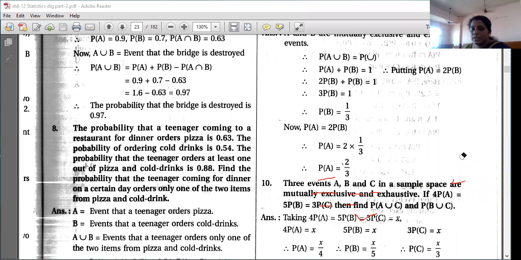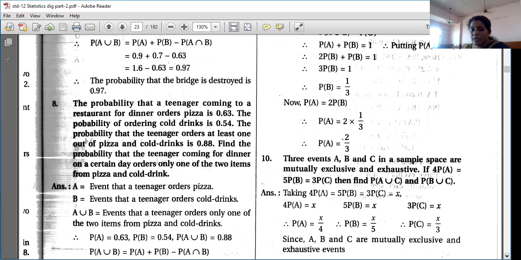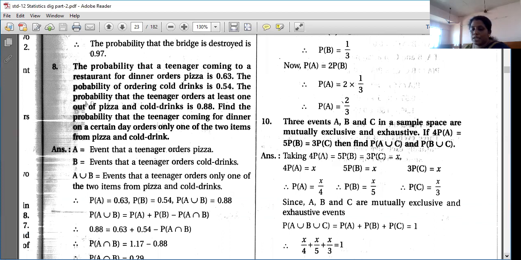Now see, the three events A, B and C in a sample space are mutually exclusive and exhaustive. And if 4P of A is equal to 5P of B is equal to 3P of C, right? Then find P of A union C and P of B union C. Okay. So see, I told you if something like this is given, I will show you.